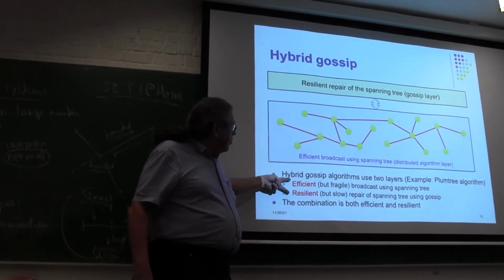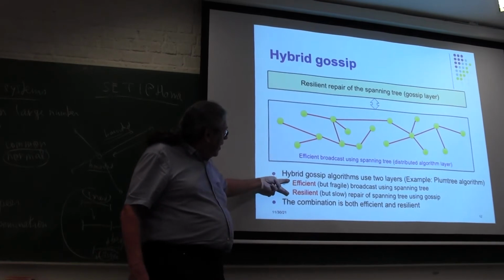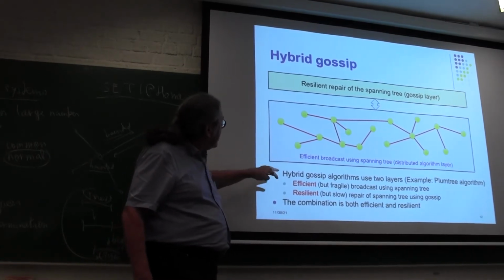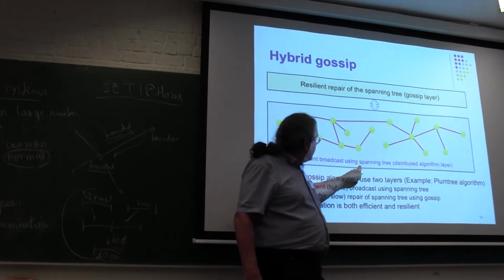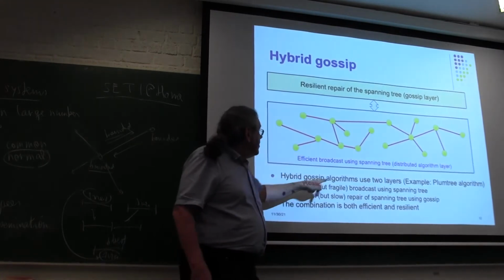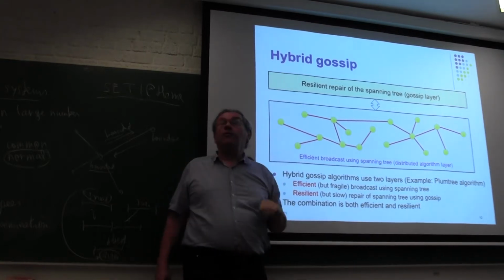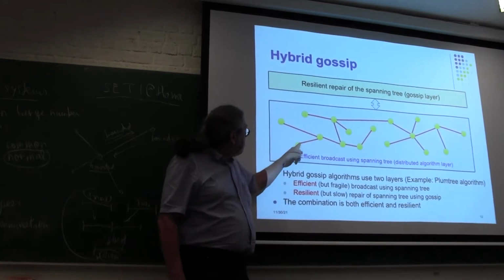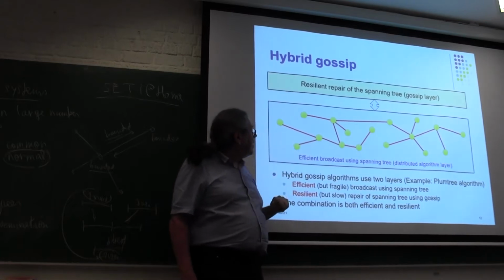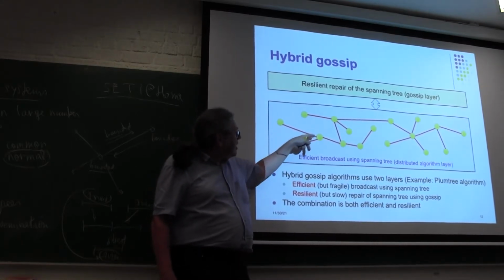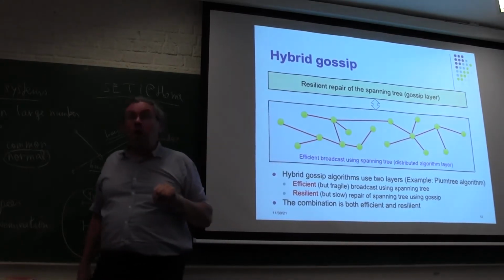This is an example of the two-layer approach, okay? Here is a broadcast algorithm using a spanning tree. A spanning tree is basically a tree that connects all nodes together. So there's only one path between every two nodes. This is the most efficient if you want to do routing for broadcast.